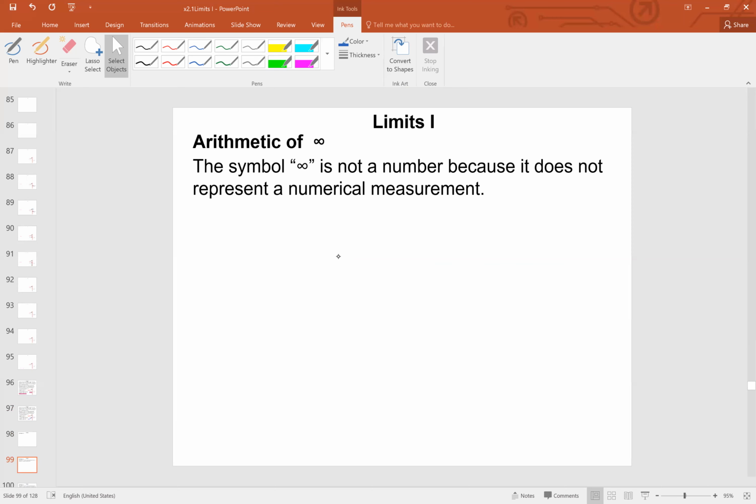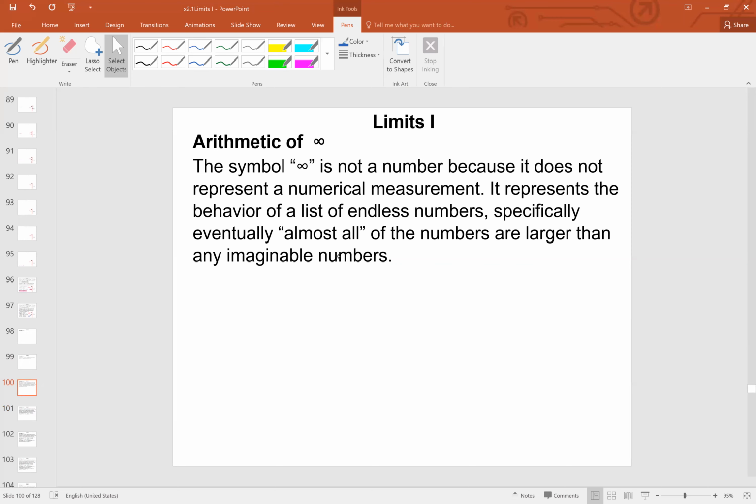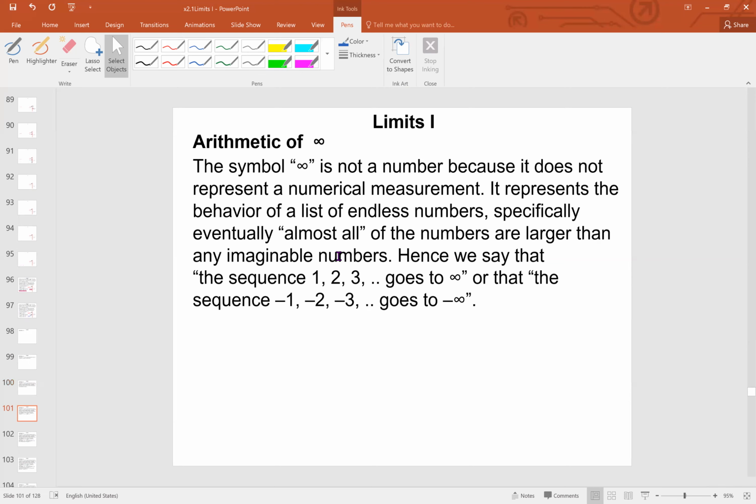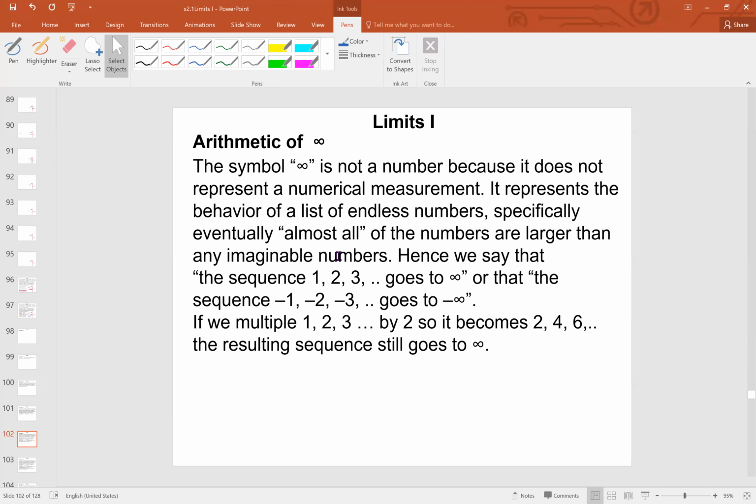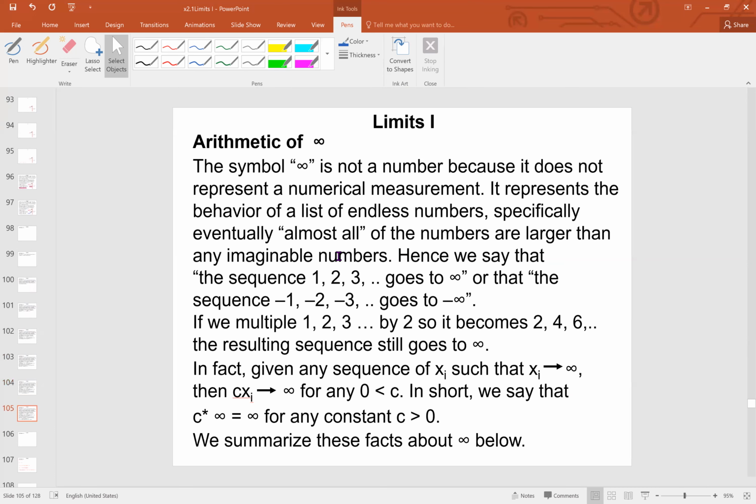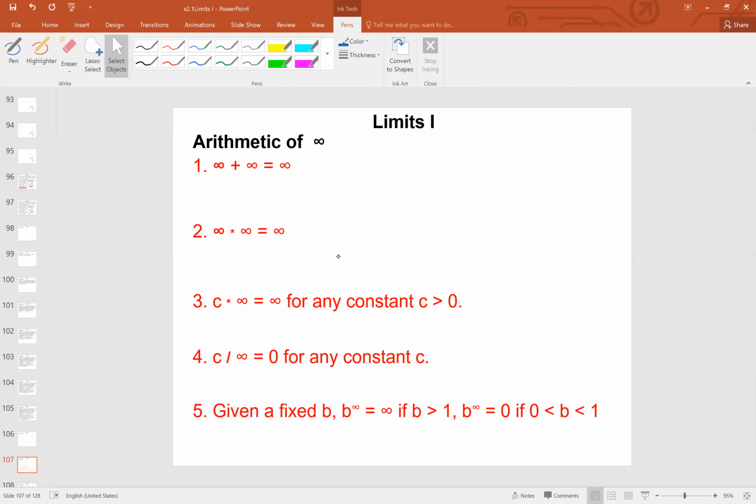If this is descriptions, then we can talk about the following quote unquote arithmetic of infinity. For example, when we say go to positive infinity, we usually think of 1, 2, 3, 4, going to positive infinity. And going to negative infinity, we think of -1, -2, -3, more and more negative numbers. Here are some rules which are true.